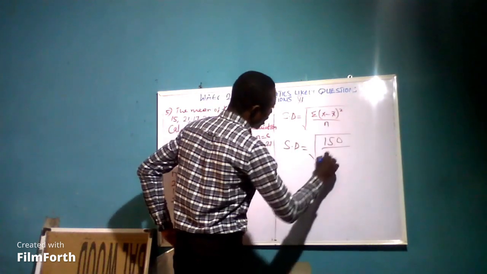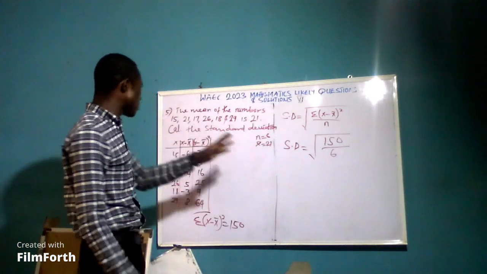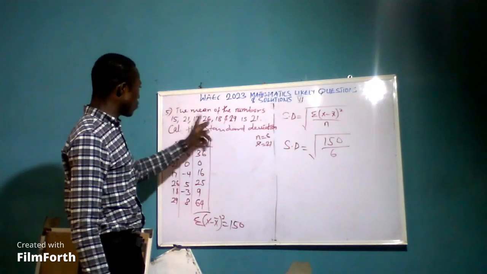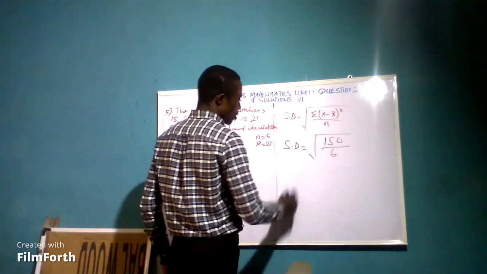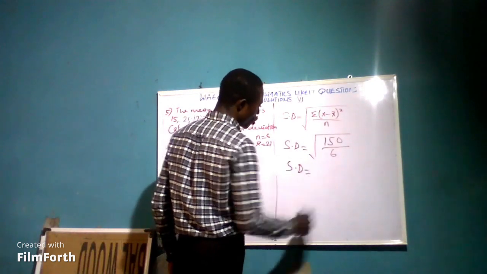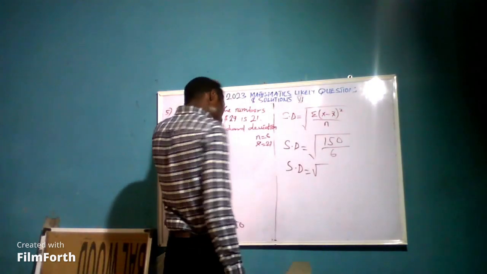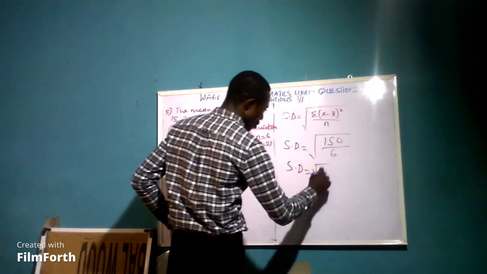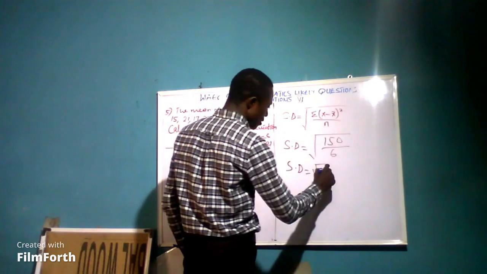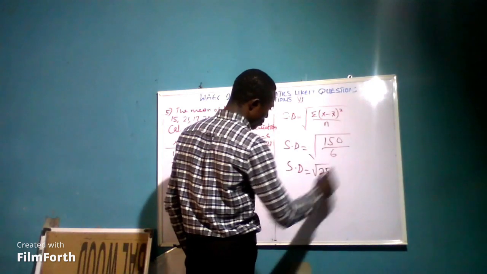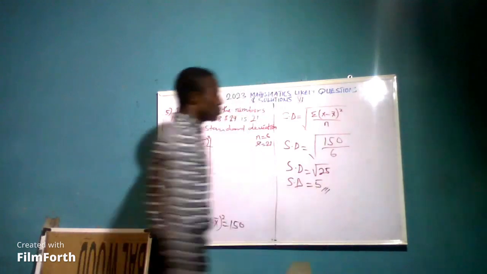150 all over 6. Don't forget the number of points is 6. Okay, we have 6 numbers: 1, 2, 3, 4, 5, 6, as it is given in the question. So 150 divided by 6. So we can have SD to be equal to the square root of 25. 6 into 15 is 2, remainder 3. Okay, 6 into 30, that is 5. So SD is equal to 5. That is that.